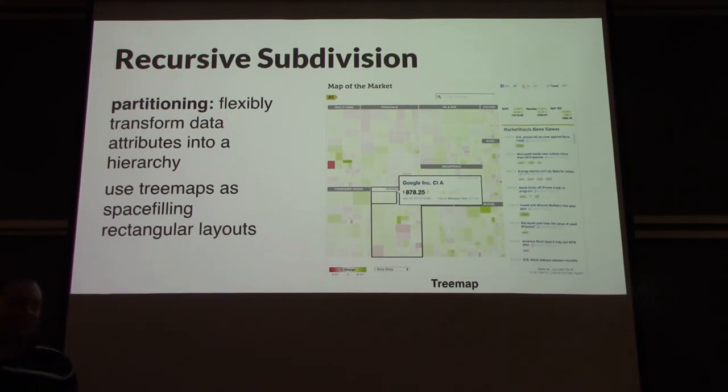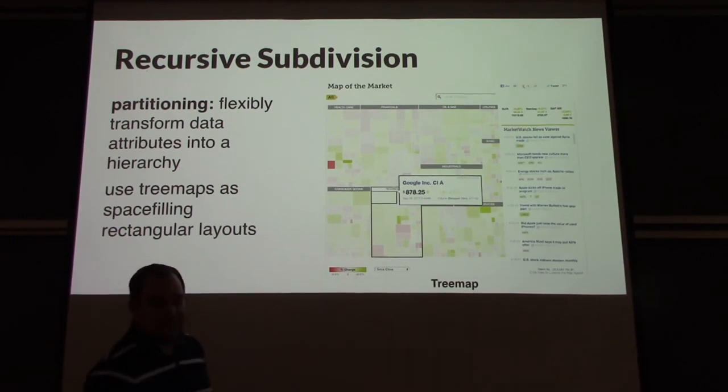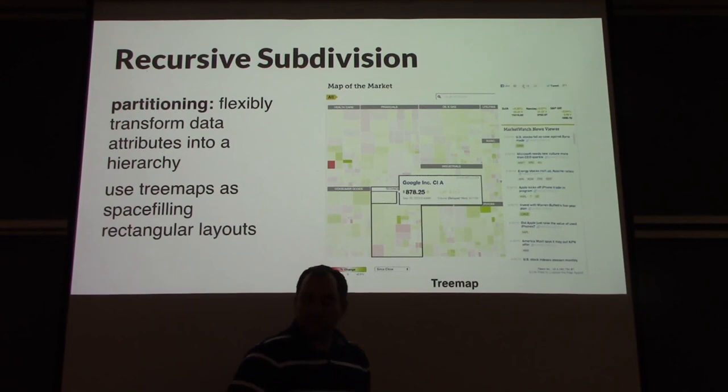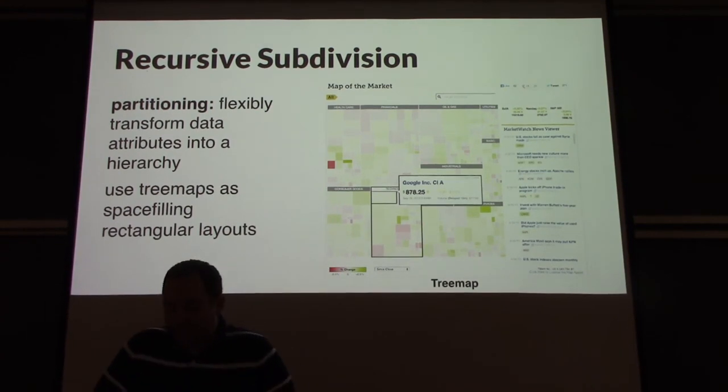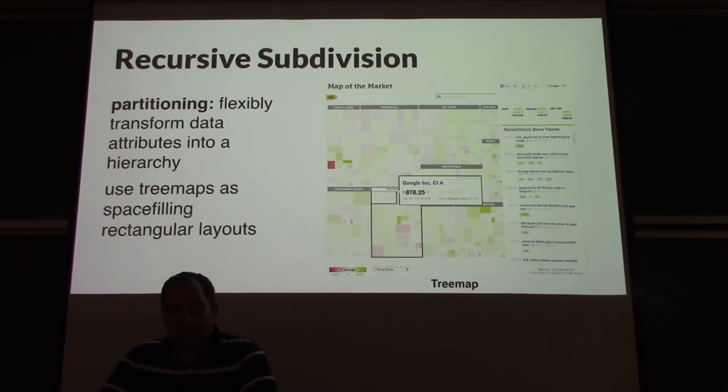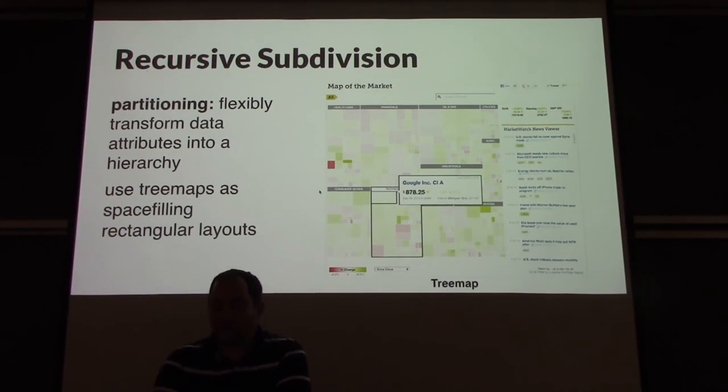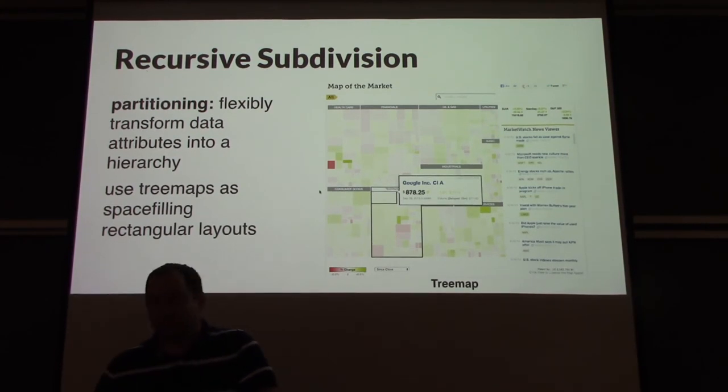And then you can also do recursive subdivision. The partition here is flexibly transforming data attributes into a hierarchy. We could use, for example, tree maps as space-filling rectangular layouts. So we've seen these tree maps in the lecture on layouts last Tuesday.